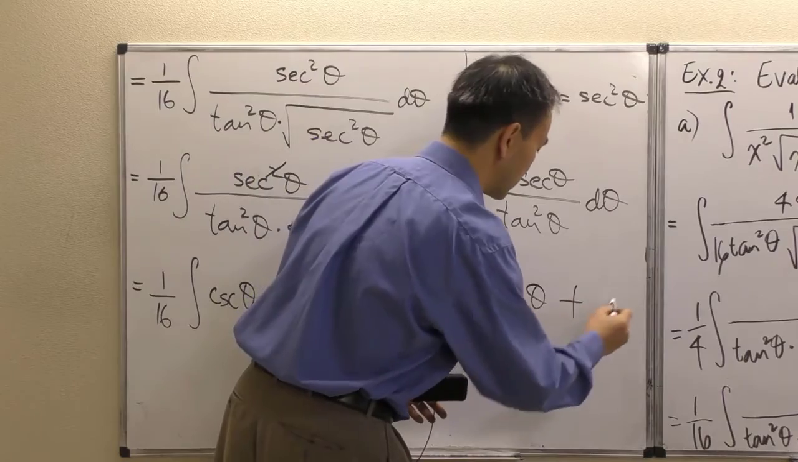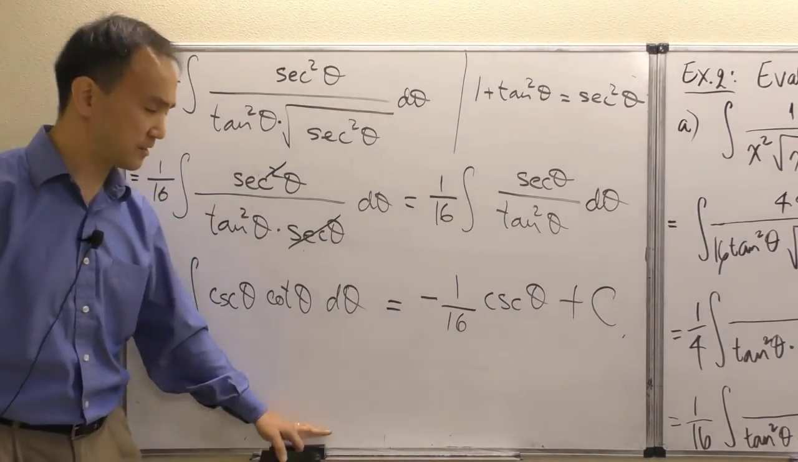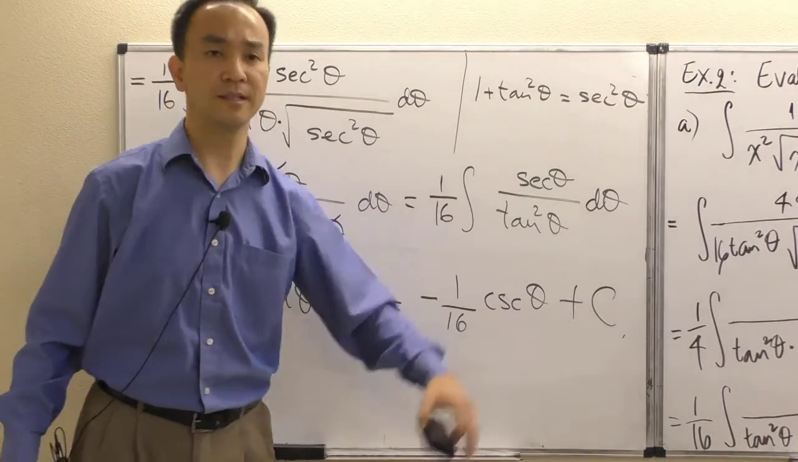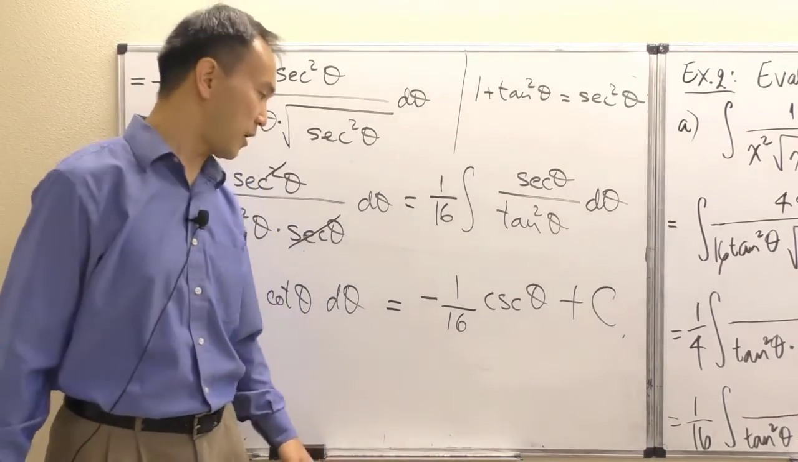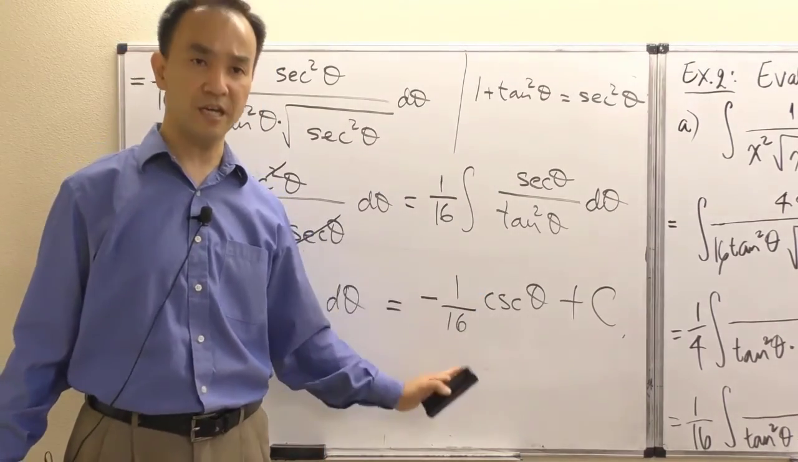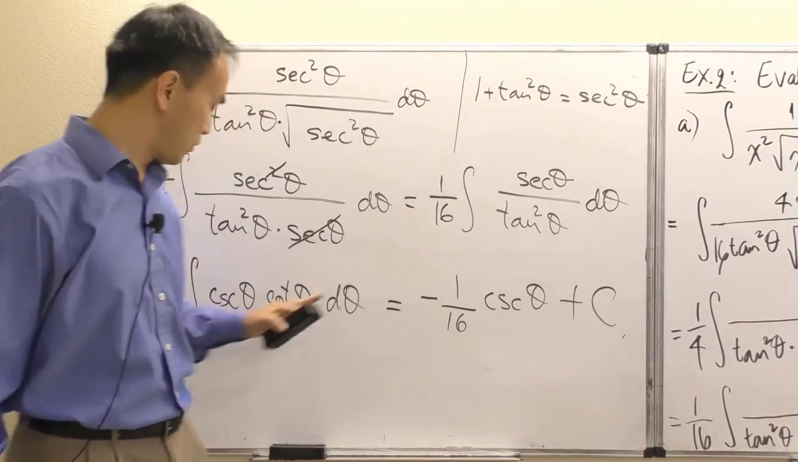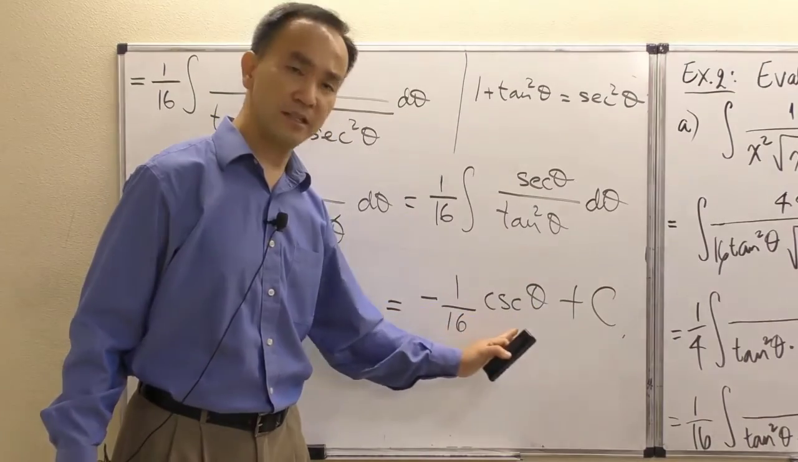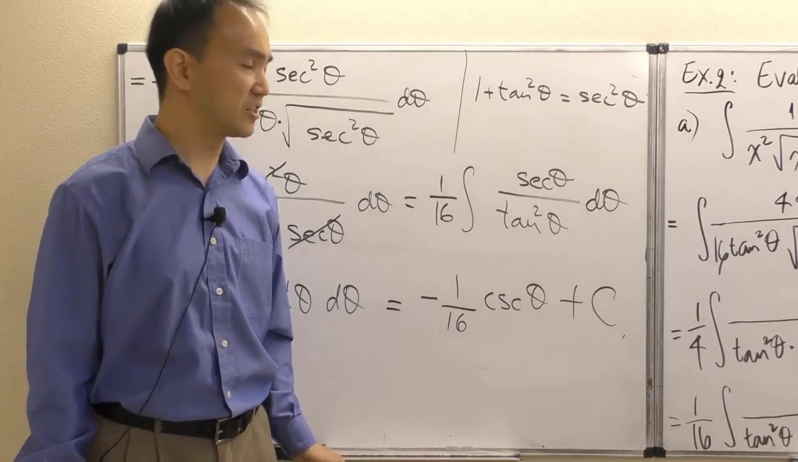Okay, and now it's plus c. It's simply just that: minus 1 over 16 times cosecant theta plus c. So the answer now is pretty straightforward, but we cannot stop here as our real final answer. We got it done, we're taking the antiderivative, but we have to bring back the expression in terms of x, our final answer in terms of x.